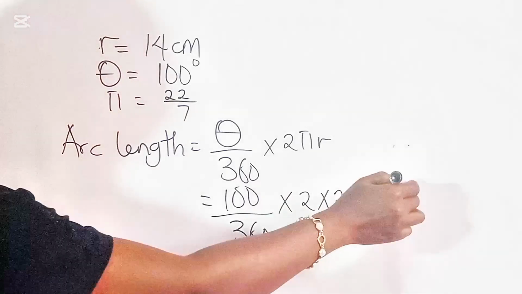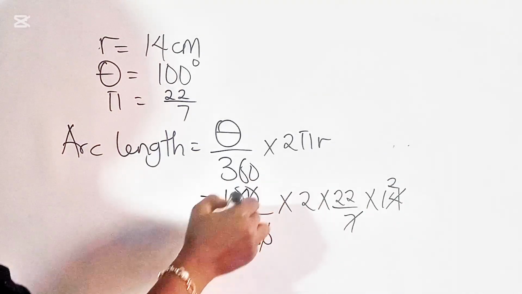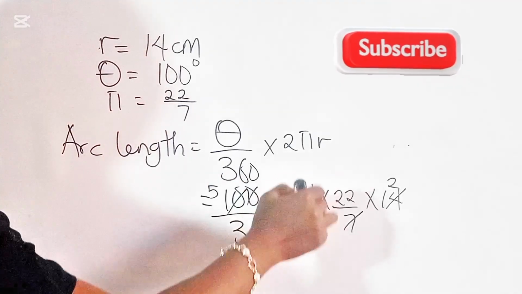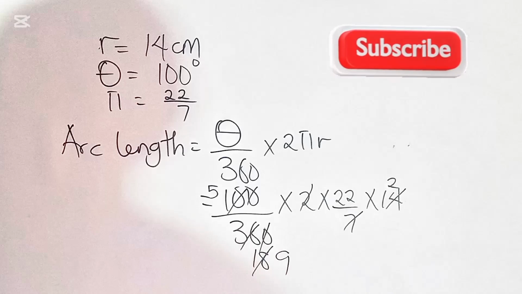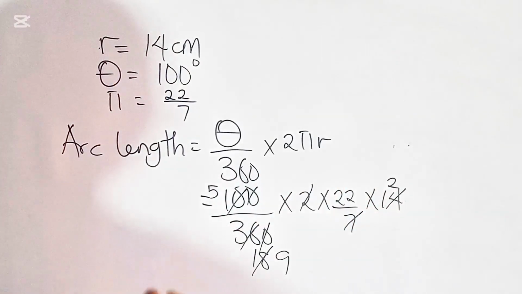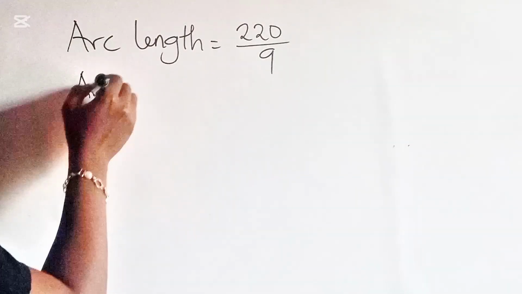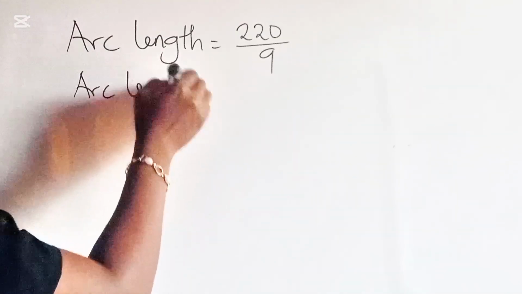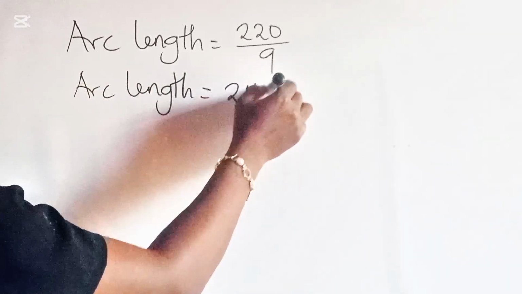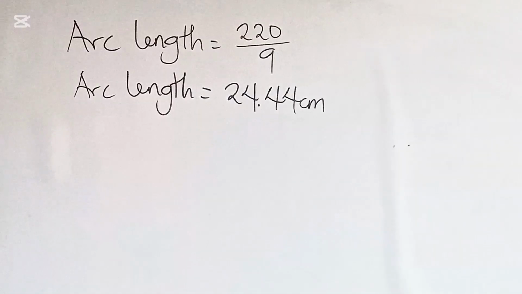So 7 will go into 14 two times. This 0 will cancel out. 2 will go into 10 five times, into 36 eighteen. 2 will go into 18 nine times. So we have 5 times 2 is 10. 10 times 22 would give 220. If we divide, the arc length is equal to 24.44 centimeters to 2 decimal places.